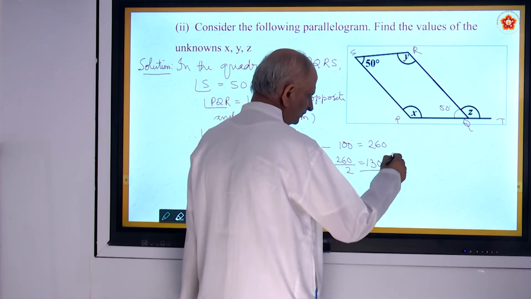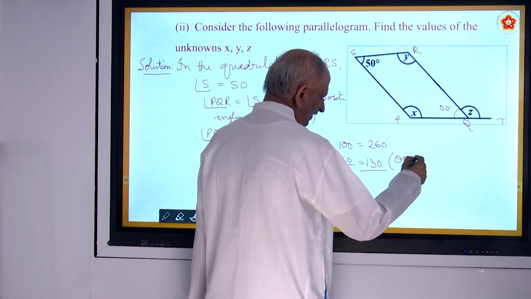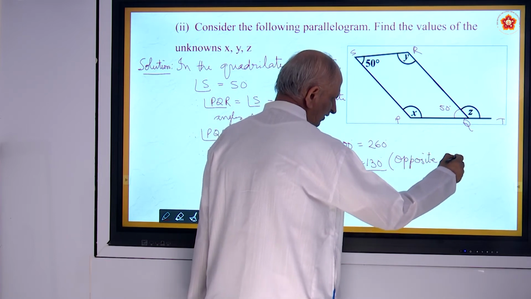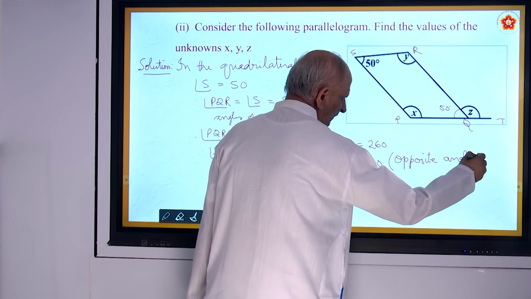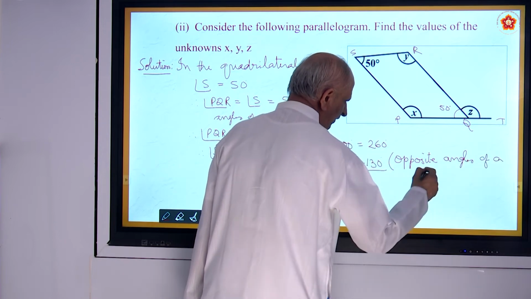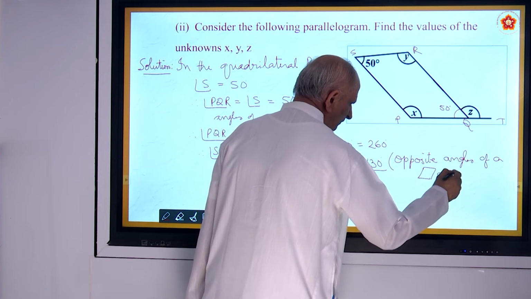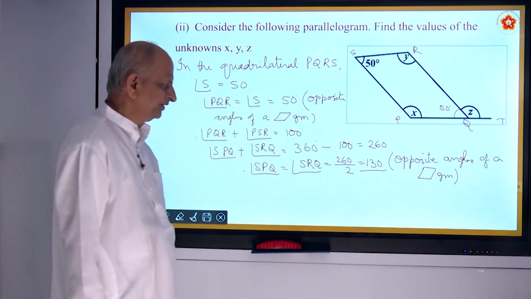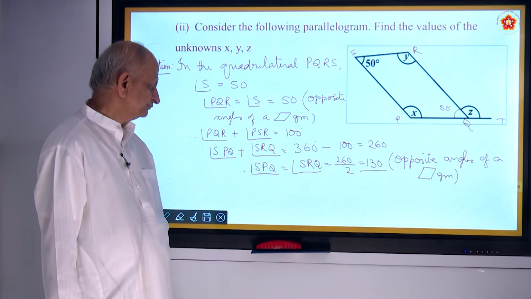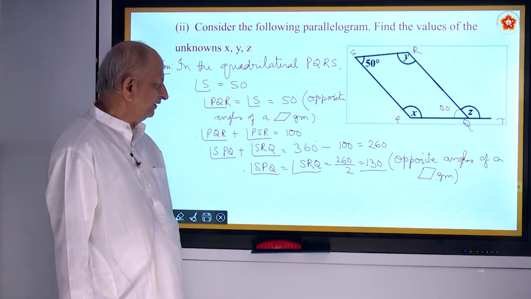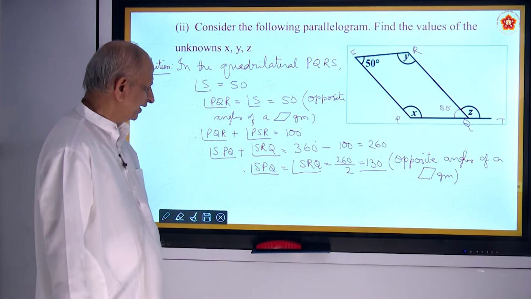Reason is opposite angles of a parallelogram. In geometry always you have to give reason. Opposite angles of a parallelogram, I use the symbol. GM you must write, GM means parallelogram. So, we found out x, we found out y. x and y are got.